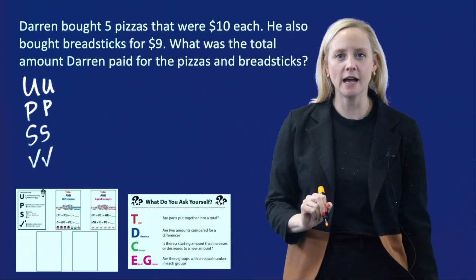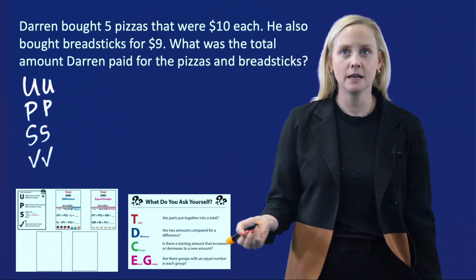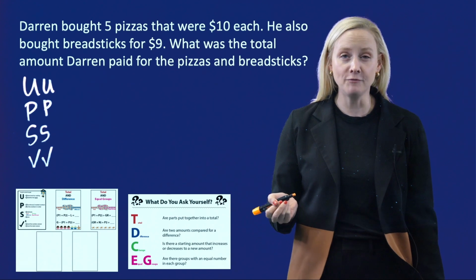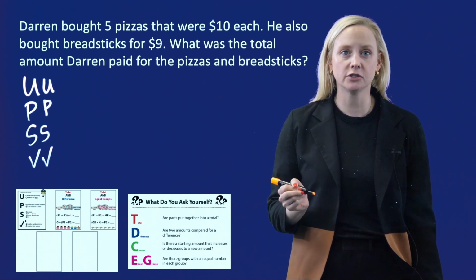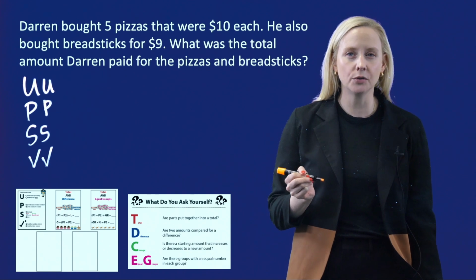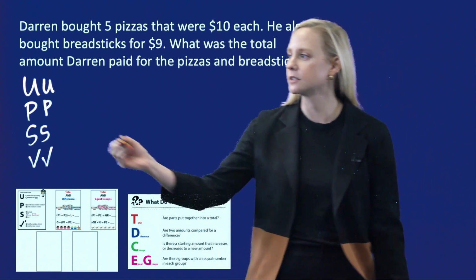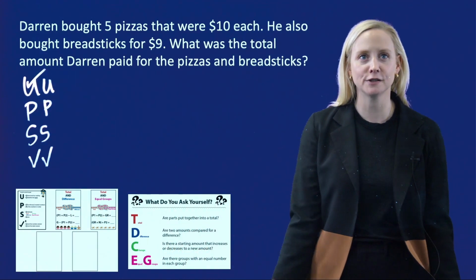And I'm going to go ahead and work with my first U and understand by reading the problem. This says Darren bought 5 pizzas that were $10 each. He also bought breadsticks for $9. What was the total amount Darren paid for the pizza and breadsticks? I feel like I've understood the problem. I'm going to check off my first U.